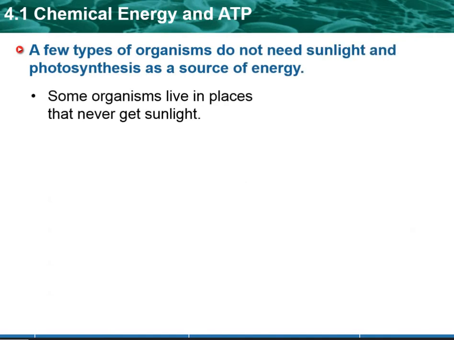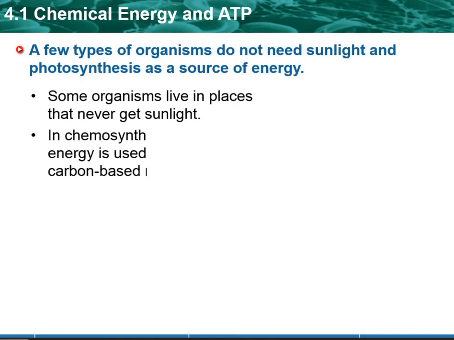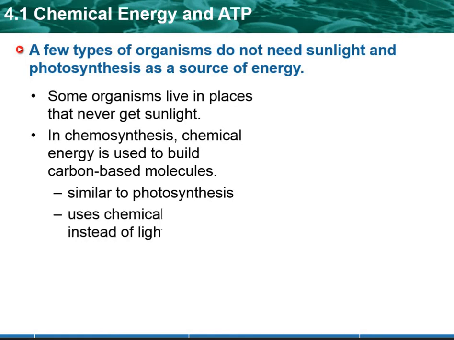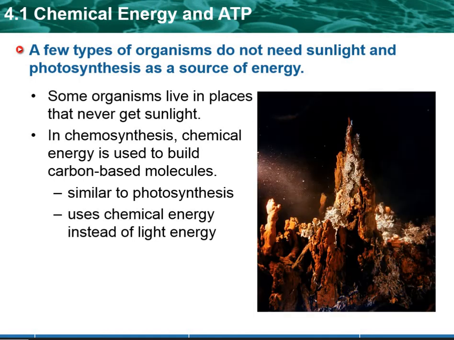So a few types of organisms don't need sunlight and photosynthesis as an energy source. And again, we had talked about this earlier in the year. Some organisms live in places that never get sunlight. And in those cases, they do what's known as chemosynthesis. So chemical energy is going to be used to build carbon-based molecules like the sugars that we were talking about. So it's very similar to photosynthesis. It's going to use chemical energy instead of light energy. Around deep sea ocean vents, things like that, is where you should see this take place. So that is the end of the notes of 4.1.